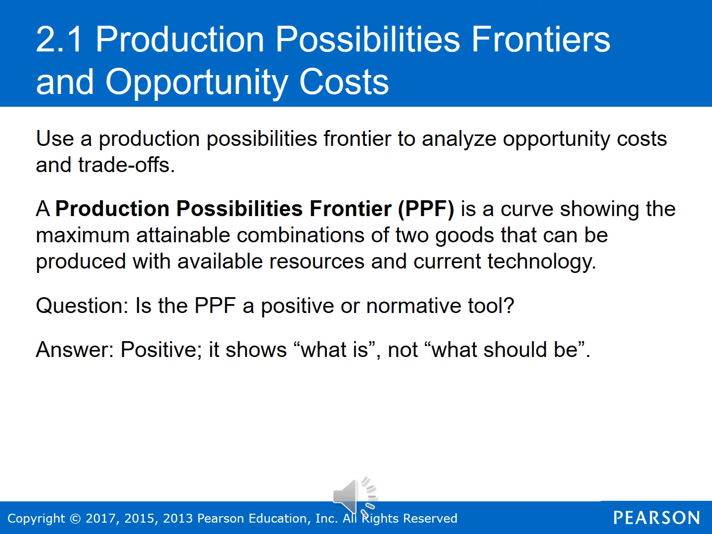So the textbook poses the question, is this a positive or normative tool? And the answer is this is a positive tool. This is showing us what is. It's describing what's happening. What's the effect of producing more of one good? Will you produce less of another good? It's not getting into what should be. This is a tool that after we do our analysis, after we look at what the trade-off actually is, then we'll make our decision of what should be.